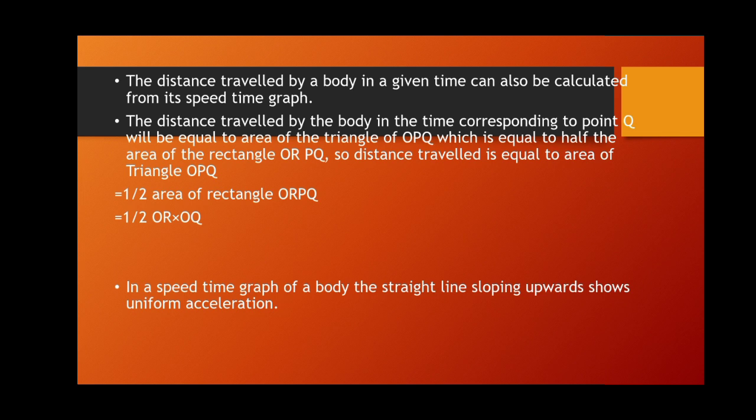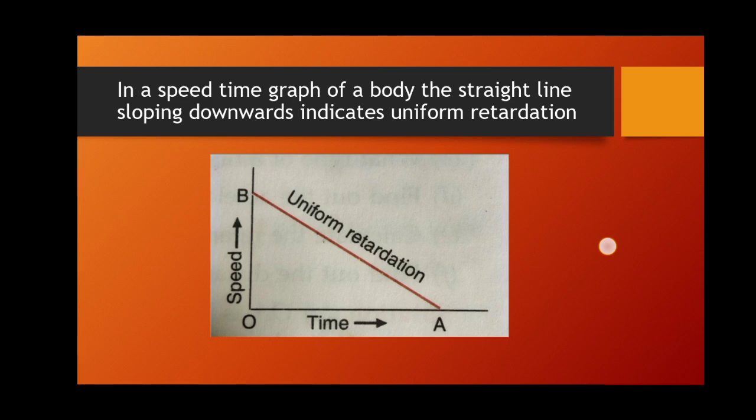In a speed time graph of a body, the straight line sloping upwards shows uniform acceleration. In a speed time graph of a body, the straight line sloping downwards indicates uniform retardation.